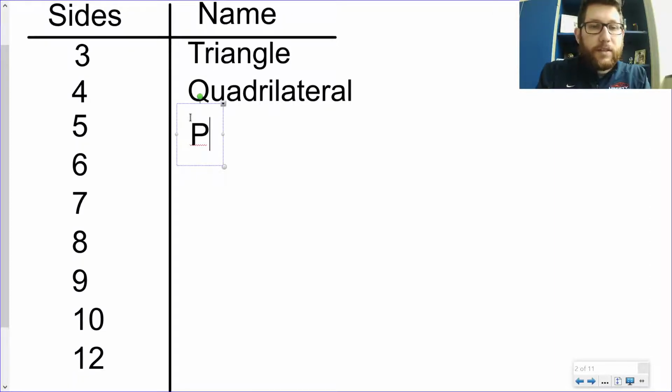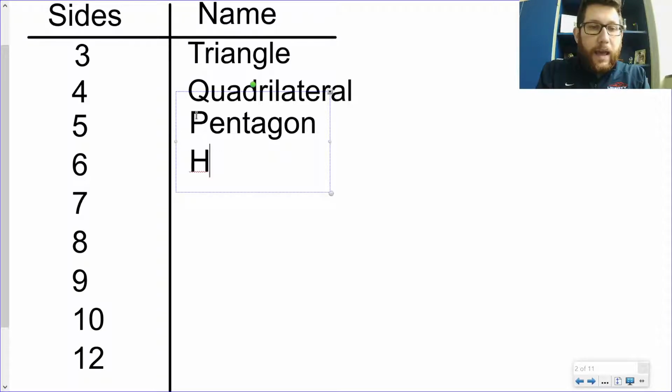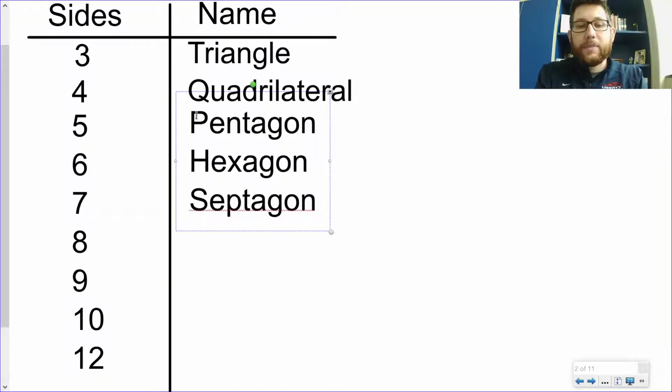So 5 sides, that would be a pentagon, right? Penta meaning 5, pentagon. 6 would be a hexagon. 7, now you could come up with 2 different things here for 7. You could come up with heptagon, H-E-P-T, or septagon. I prefer septagon, but you might see a heptagon with an H instead of an S here. But septagon. 8 is an octagon.